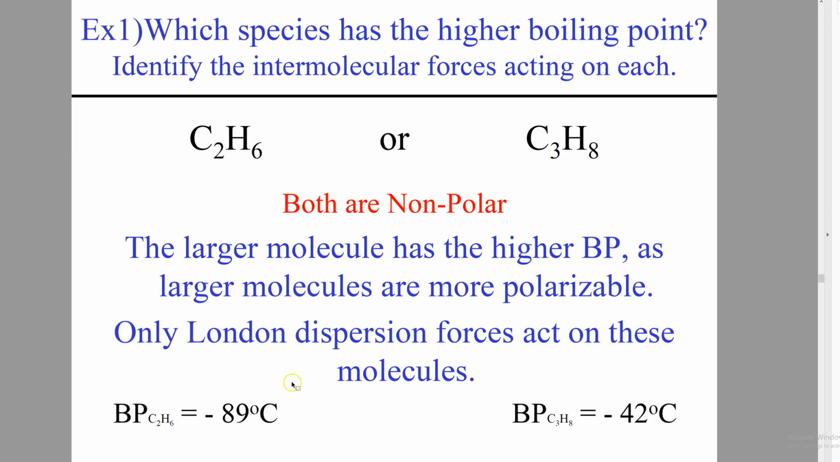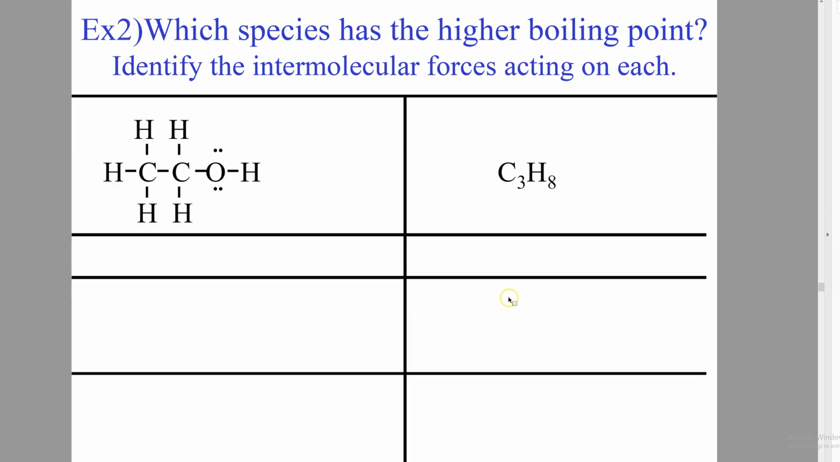And so the boiling points for these are going to be negative 89 and negative 42. So the question is, why would the C3H8 have a higher boiling point than the C2H6? The reason is because it just has a larger mass. C3H8 has a larger mass than C2H6.